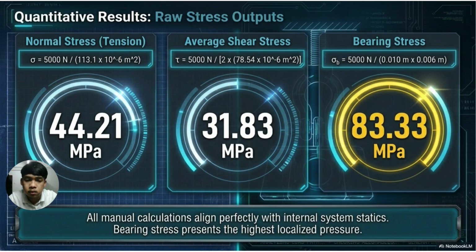But the most important number is on the right, the bearing stress. Here our formula is sigma B equals 5000 newtons divided by 0.010 meters times 0.006 meters. Because that contact area is so small, the stress jumps up significantly to 83.33 MPa. The good news is that our manual math matched the system physics perfectly. But the clear takeaway here is that the bearing stress gives us our highest localized pressure. Everything is safe, but that 83.33 MPa hotspot is exactly where we need to focus when choosing material and tracking weight over time.